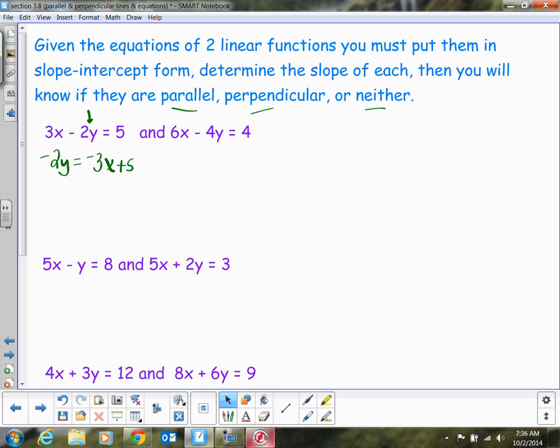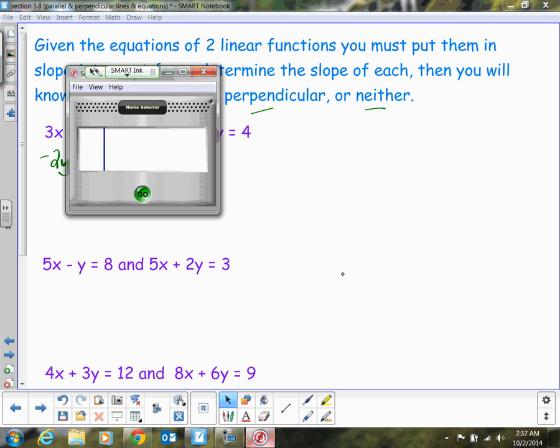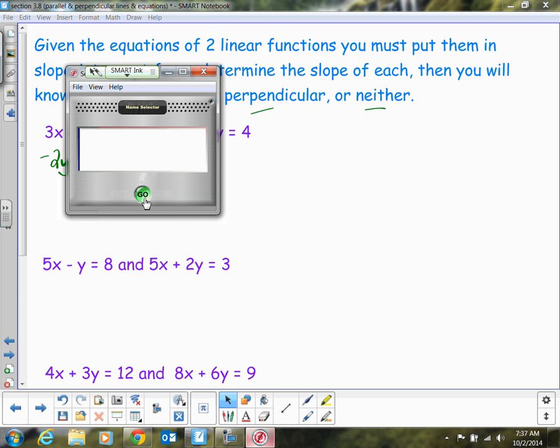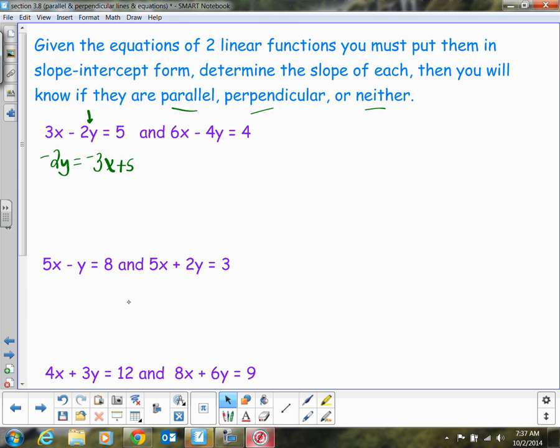The goal is to get y by itself. The next thing we're going to do is what, Amanda? Amanda's not here. Samantha. We want y by itself. What do you do next?